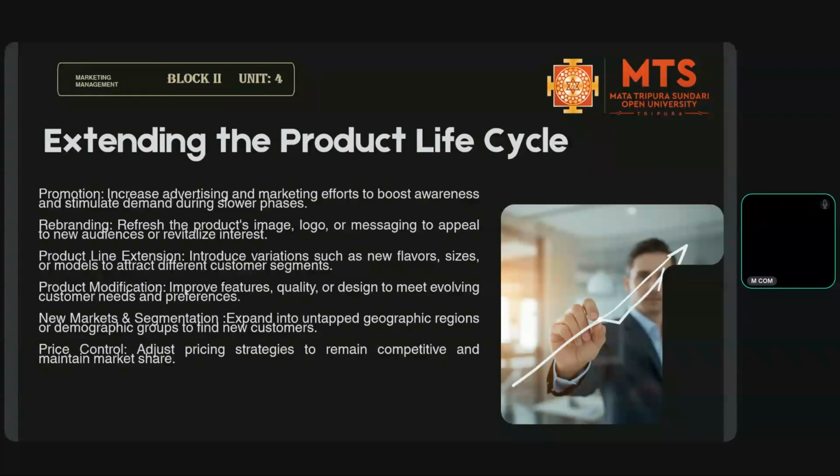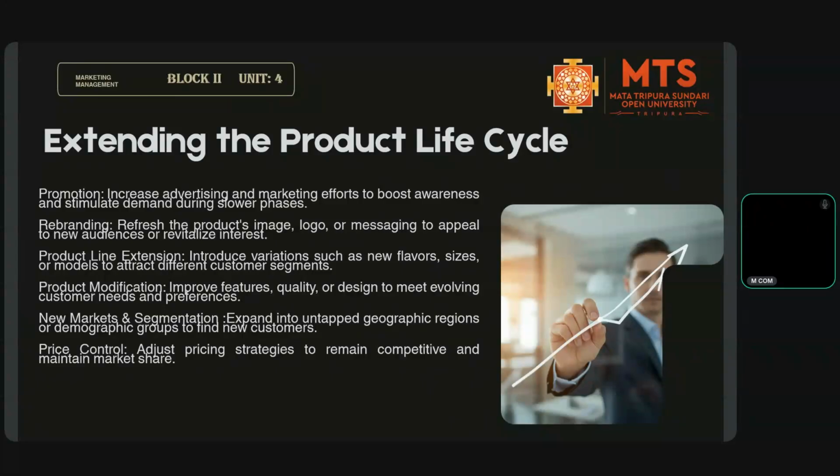Product line extension. Like you've seen that iPhone has been extending its line, varying with iPhone 16 Pro and the normal iPhone 16. Nowadays, you will see that iPhone will launch a 17 and 17 Pro as well, because they need to stay in that market. And what are they doing? Varying or creating something new, flavors, sizes, or models to attract different customer segments.